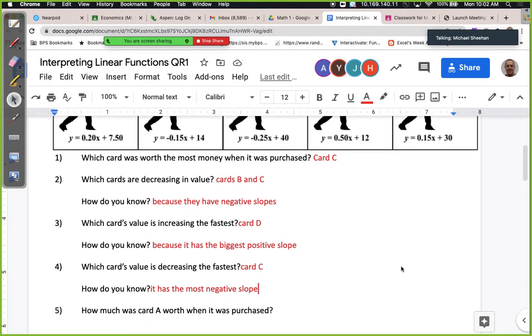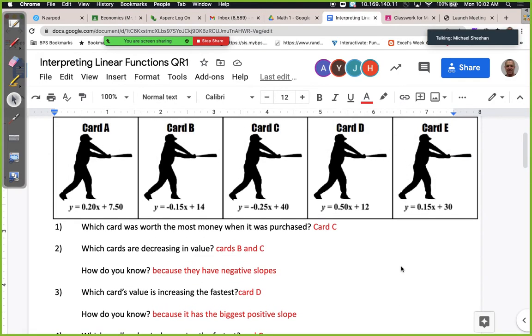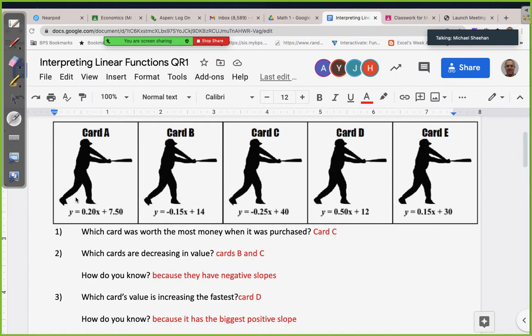And one more question in this section. How much was card A worth when it was purchased? So I'm going to go up here. Which one of these tells me how much it started at? 20 cents or $7.50? 20 cents. Anybody else? You agree with that or disagree?